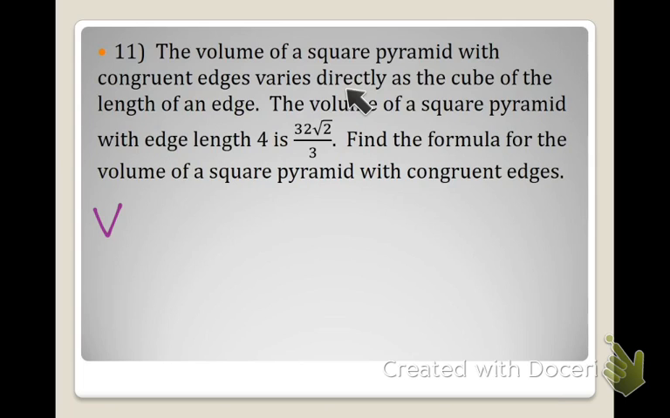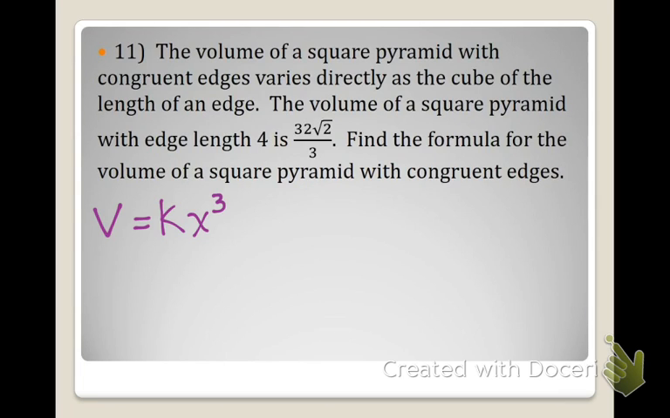varies directly. So yes, V equals, if it's direct variation, I know I'm going to need a constant, which we usually call K, and we usually multiply it to whatever it varies directly as. So varies directly as the cube of the length of an edge. X to the third. So whatever you want to use as your variable, if you want to use L for length, E for edge, X because we use it all the time, whatever your variable is there, it's got to get cubed.